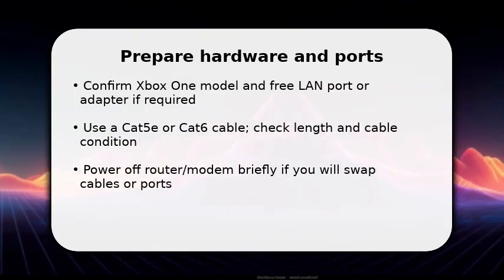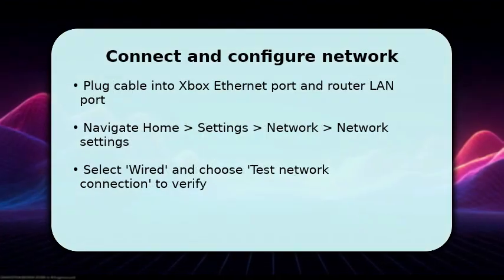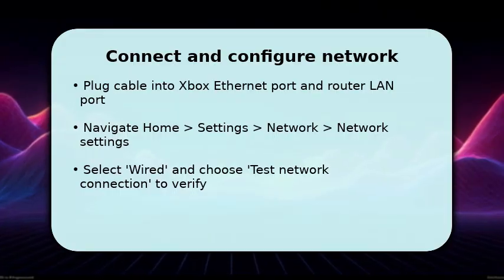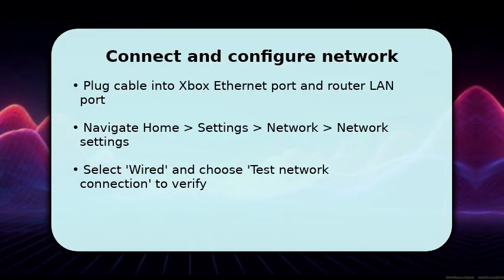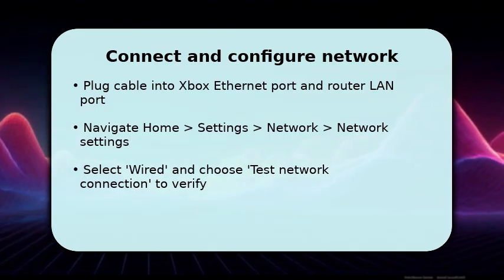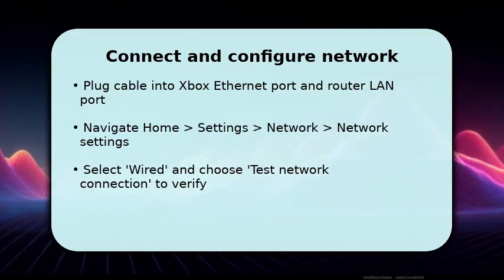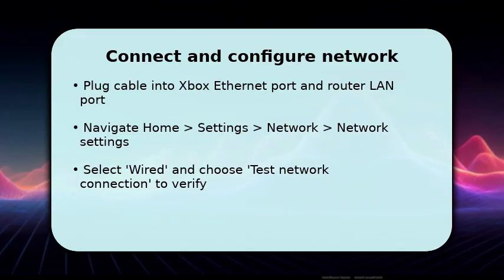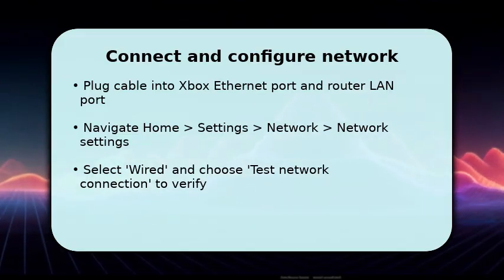You plug one end of the LAN cable into the Xbox Ethernet jack and the other into an available router LAN port. Make sure the connectors click. Once connected, turn on the console and go to Home, then Settings, then Network and Network Settings, because that's where you force a wired configuration. Choose Wired, allow the console to obtain an IP via DHCP, and then run Test Network Connection so you can confirm link speed, NAT type, and packet loss before launching online play.